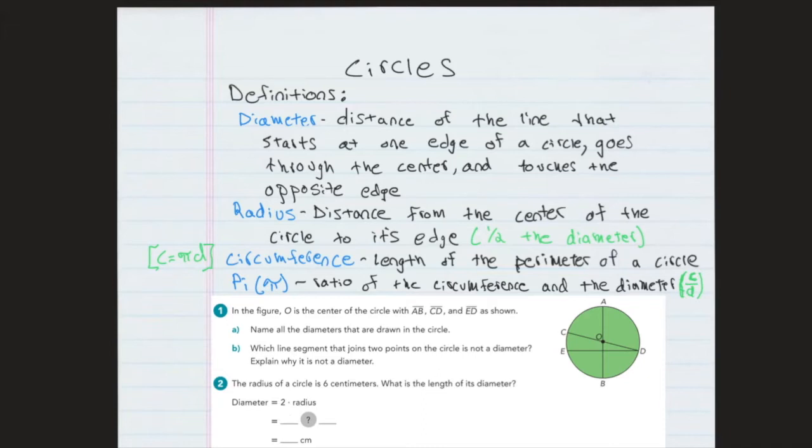Radius is the distance from the center of the circle to its edge. And in green, that length is always going to be half the diameter. So if you were to look at this green circle again and notice the point OA, that would be a radius. The circumference is the length of the perimeter of the circle.